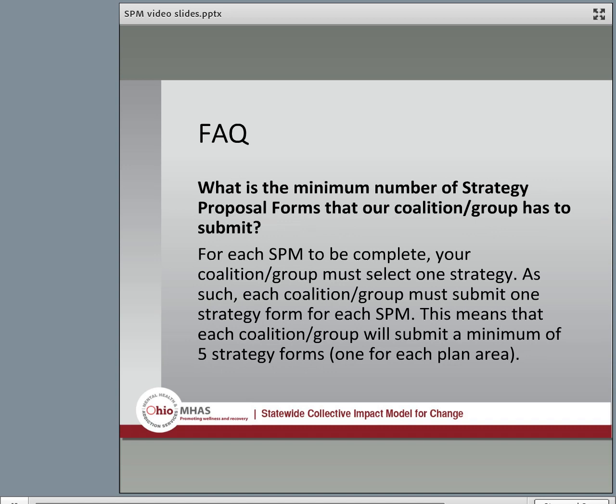Similarly, the minimum number of strategy proposal forms needed to be submitted is also 5. For each strategic plan map completed, your coalition, group, or community must select at least 1 strategy. Therefore, you must complete 1 strategy proposal form for each strategic plan map. Again, this is the minimum.